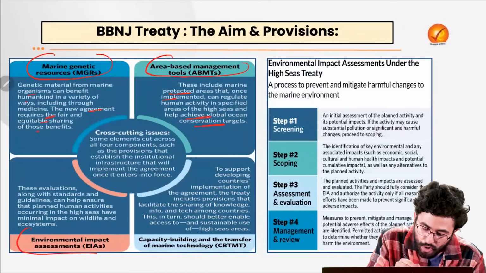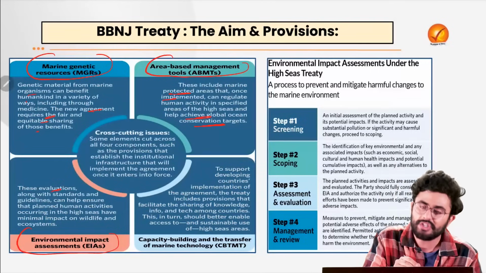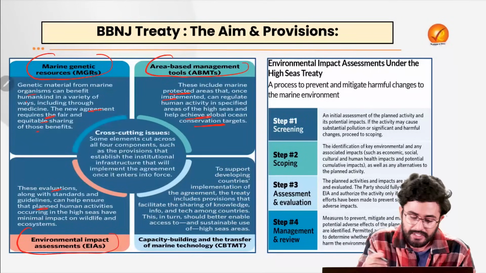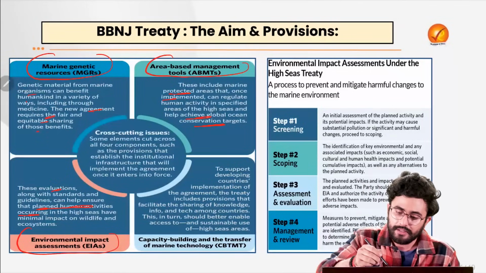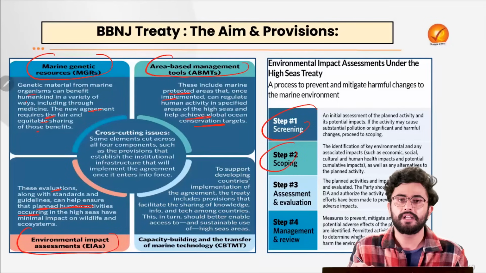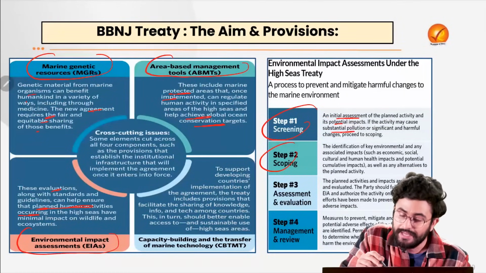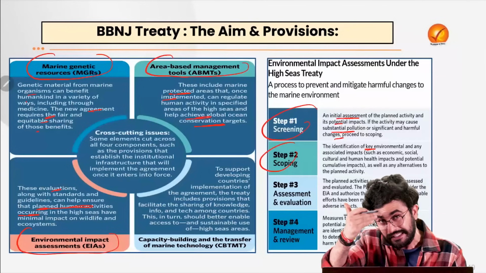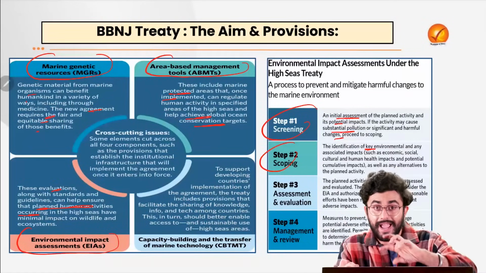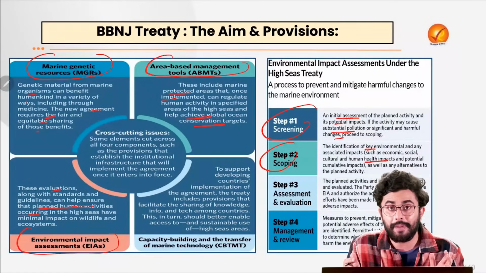Third is the environment impact assessment, where there will be stage-wise evaluations done by the countries to ensure planned human activities in these high seas. Just look at the kind of screening which has been provided. So, an initial assessment of the planned activity which can cause any kind of pollution or harmful changes. Then, in the second stage, key environmental and associated impacts will be calculated, including human health impacts as well.